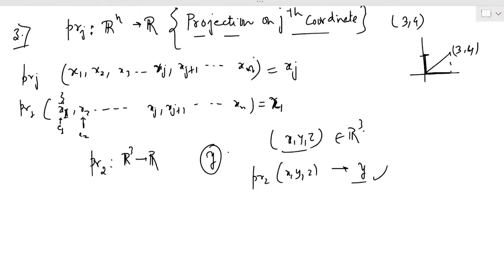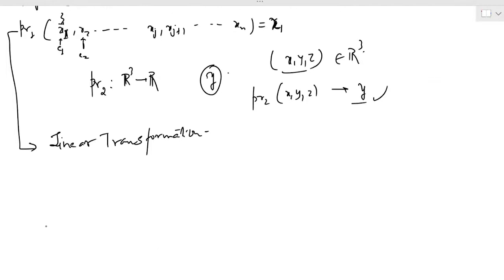See, this particular projection function, the projection on the jth coordinate, forms a linear transformation. This also forms a linear transformation. Let's see how. Let us take one simple example, let's say PR1. We have to prove that PR1 forms a linear transformation or a linear operator.